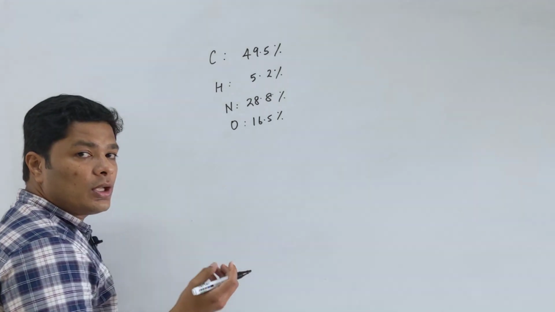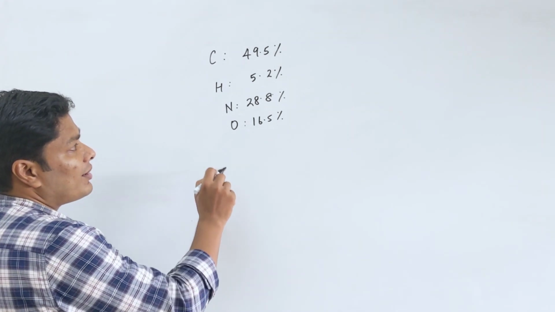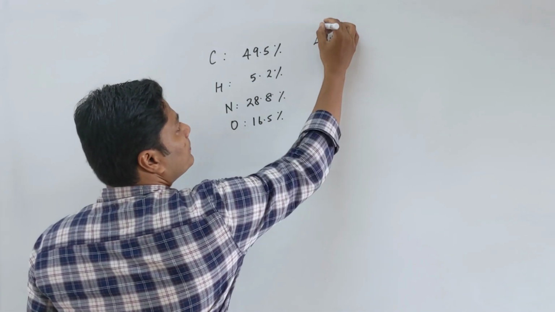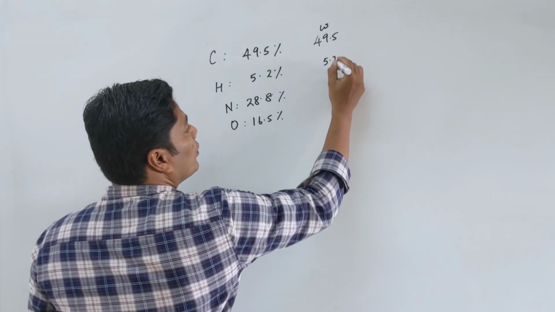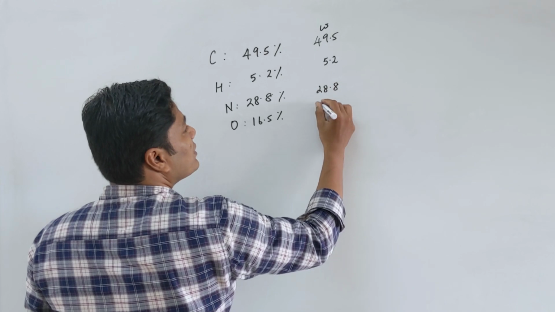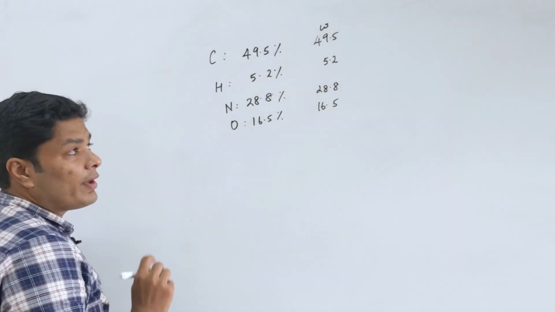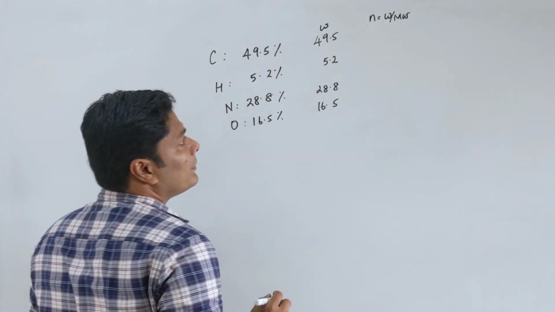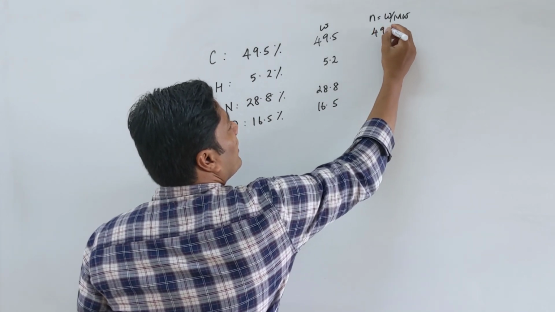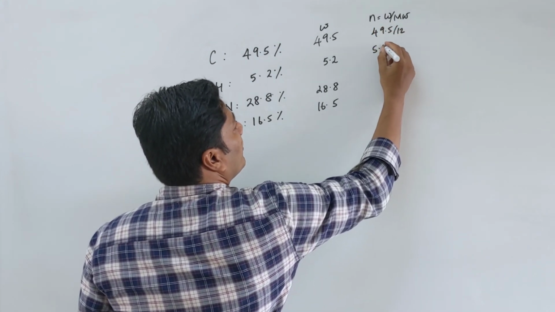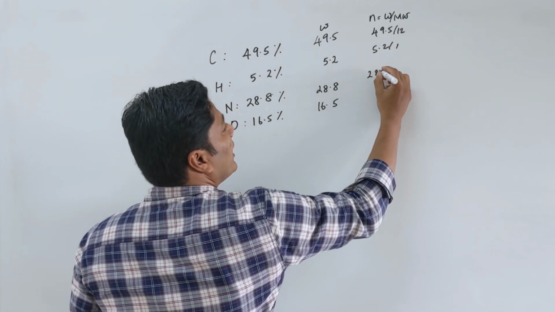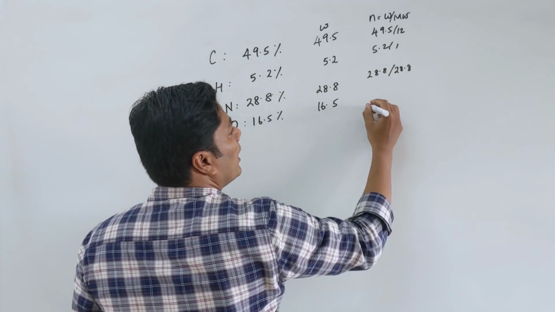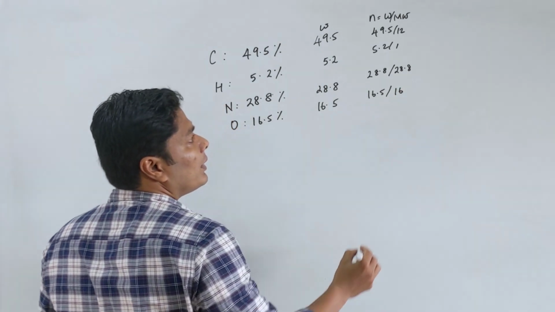Now what we can do, as I told you, for a percentage problem, the first step is to take 100 grams. In 100 grams of sample, the weight of carbon is 49.5 grams, hydrogen 5.2 grams, nitrogen 28.8 grams, oxygen 16.5 grams. Next we are going to calculate moles. Moles equals mass over molar mass. So 49.5 divided by 12, 5.2 divided by 1, 28.8 divided by 14, 16.5 divided by 16.